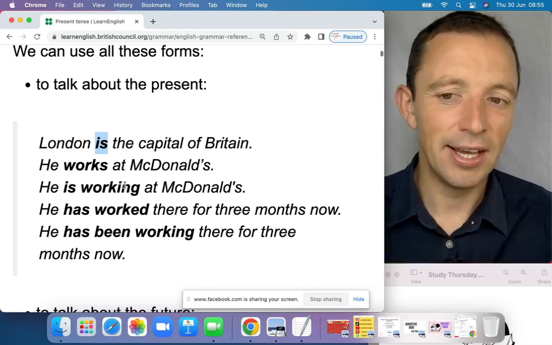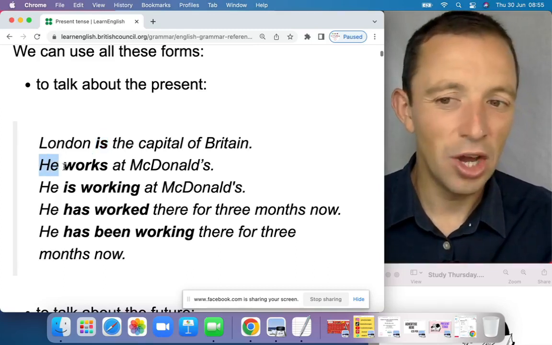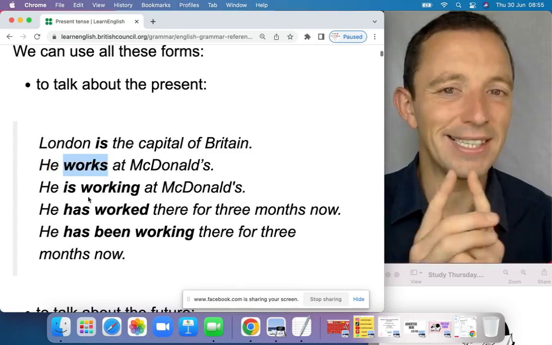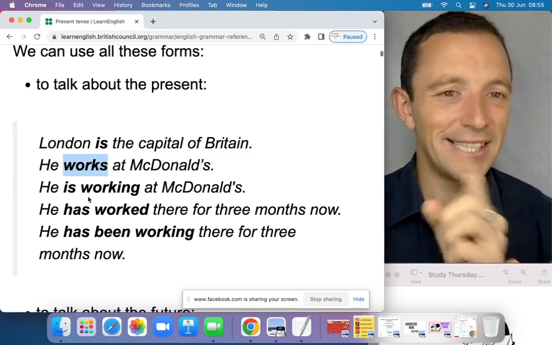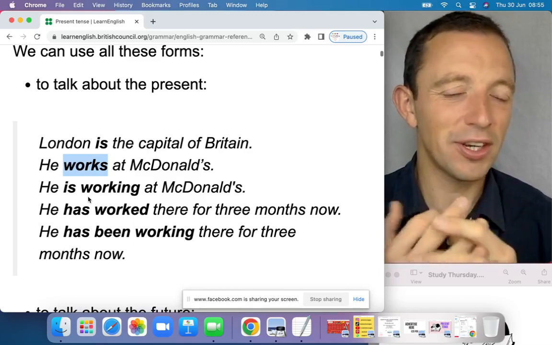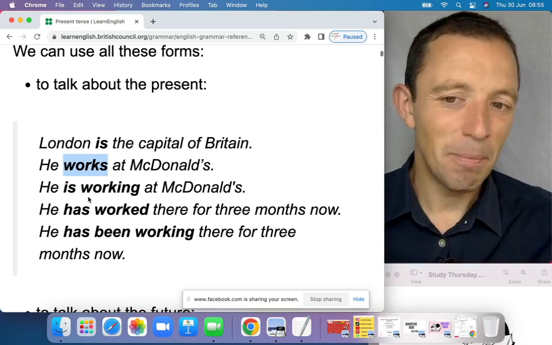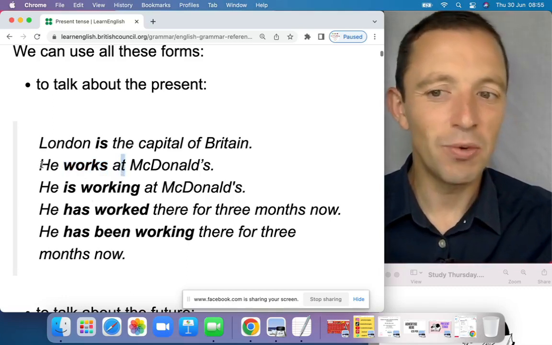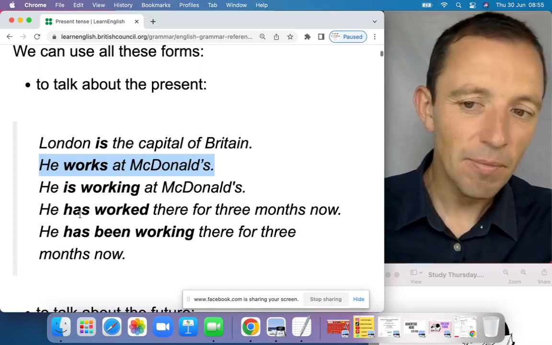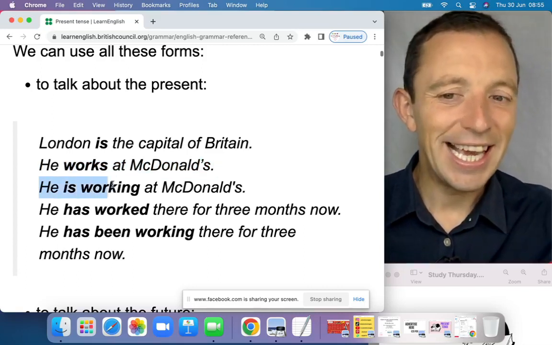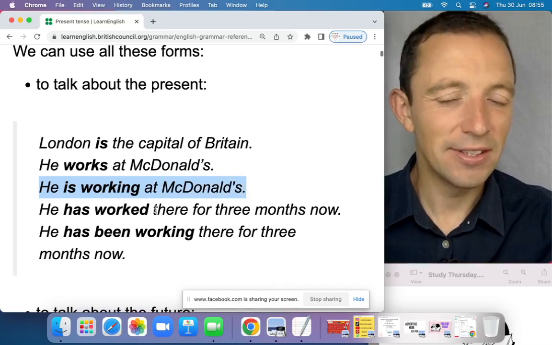It's the present. He, the man, he or she works, the present simple. Conjugation is the third person has the S. He works, she works. So this is the present simple. At McDonald's location. He works at McDonald's. Present simple.